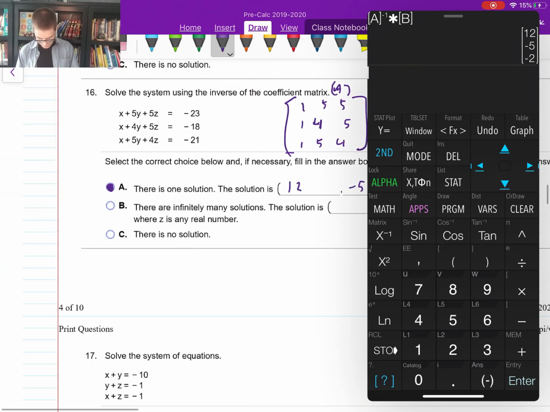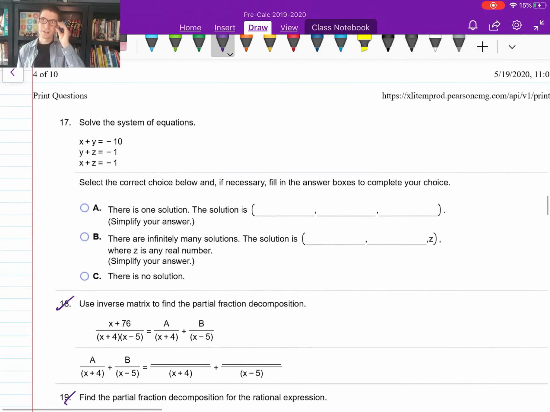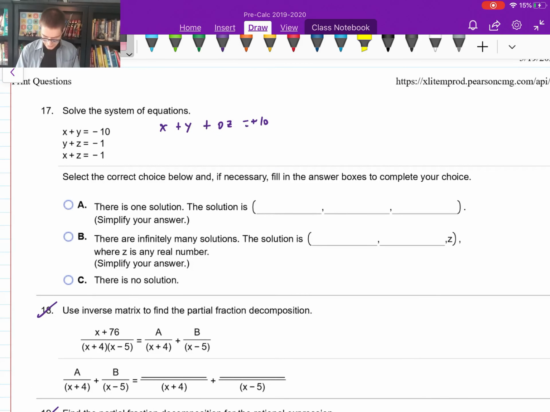Okay. Number 17, solve the system of equations. You'll notice this is another one of those problems where it looks like there's an x, a y, and a z, but not all the variables are always represented, so we've got to be careful as we make this. This is actually x plus y plus 0z equals negative 10. That's a negative 10. Let's make sure this doesn't look like a positive. Don't want to make a mistake on the outset. 0x plus y plus z equals negative 1, and then x plus 0y plus z equals negative 1.